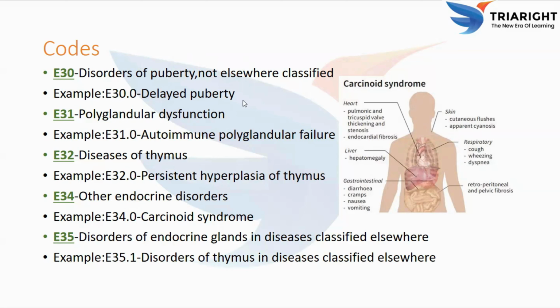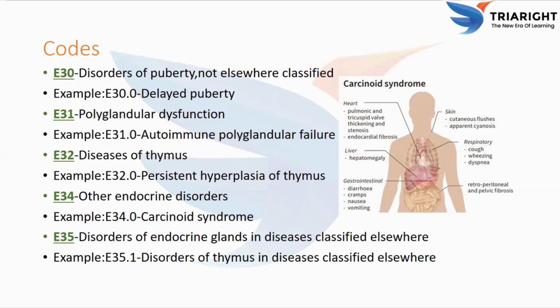So what do you mean by delayed puberty? Puberty starts later than normal. Actually, there is a specific time period for puberty in males and females. So puberty starts later than normal due to hormonal imbalances or pituitary issues. That's what we call delayed puberty. If the patient is diagnosed with delayed puberty, just assign the code E30.0. This code helps hospitals and insurance companies to record and process the diagnosis correctly.